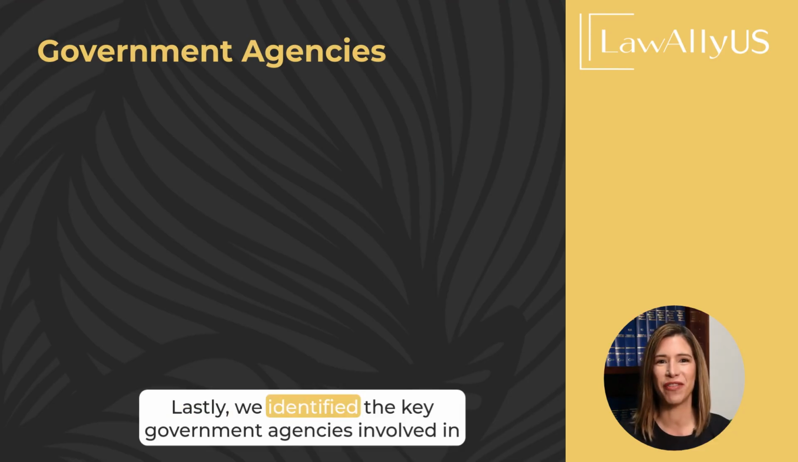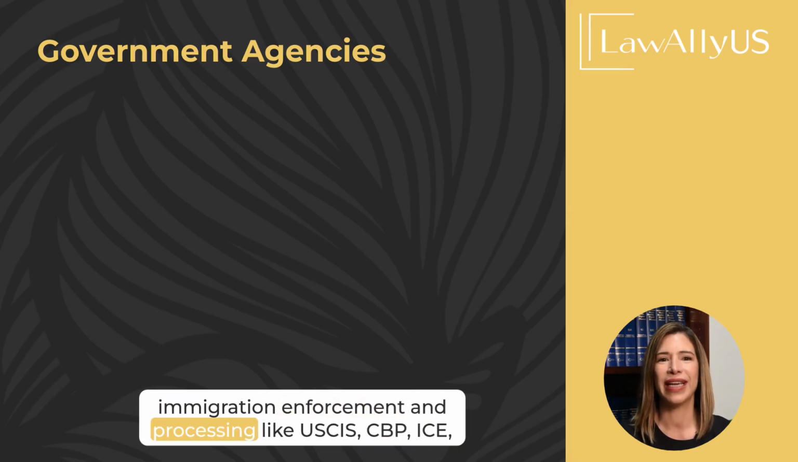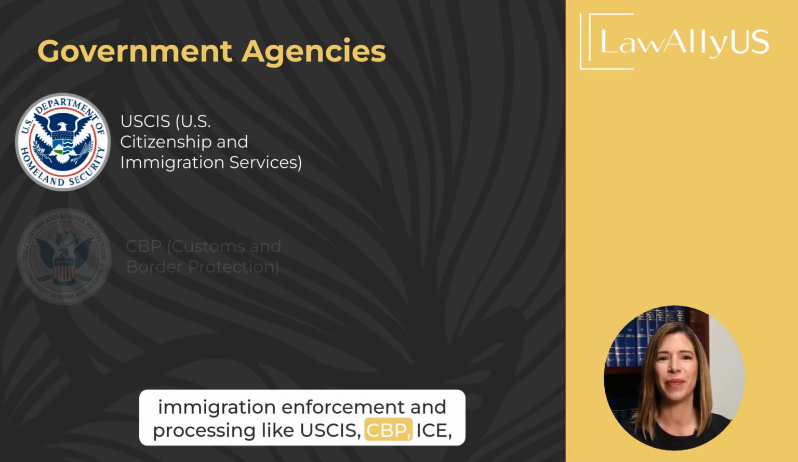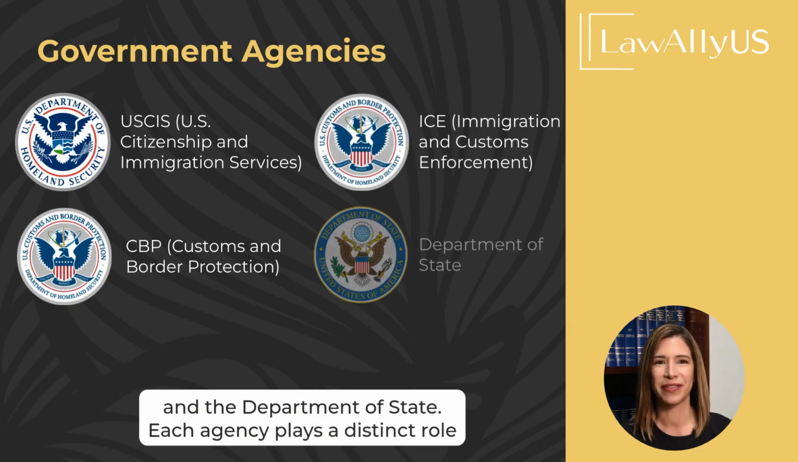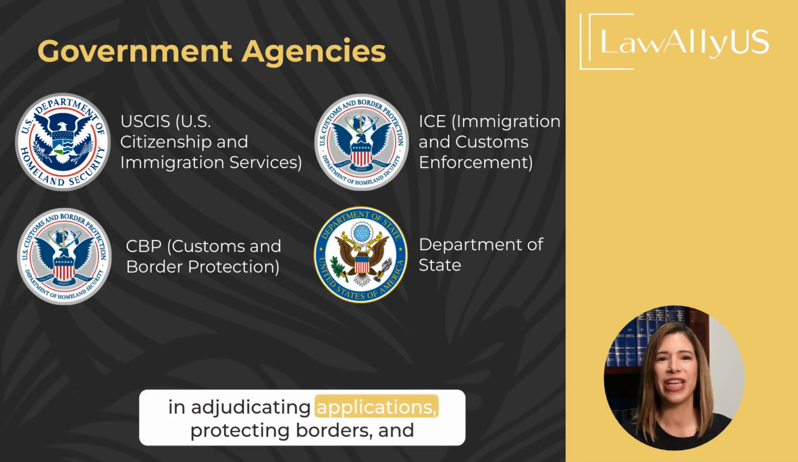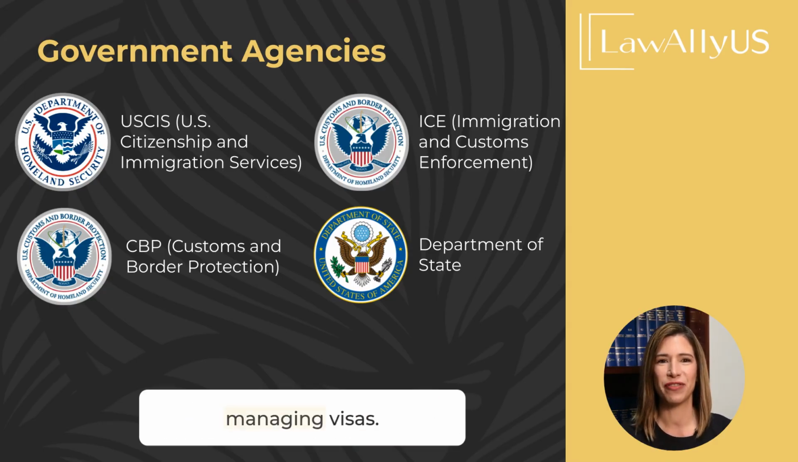Lastly, we identified the key government agencies involved in immigration enforcement and processing like USCIS, CBP, ICE, and the Department of State. Each agency plays a distinct role in adjudicating applications, protecting borders, and managing visas.